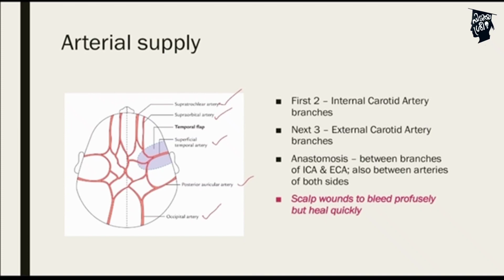Then, next thing we have to note is the origin of these arteries. The first 2, supratrochlear artery and the supraorbital artery, arise from the internal carotid artery. The next 3, the superficial temporal artery, the posterior auricular artery, and the occipital artery, arise from the external carotid artery.